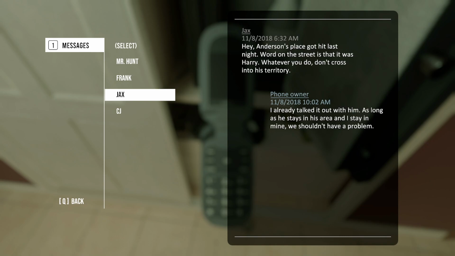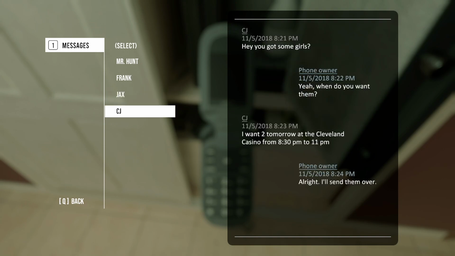Hey, Anderson's place got hit last night. Word on the street is that it was Harry. Whatever you do, don't cross into his territory. I already talked it out with him. As long as he stays in his area and I stay in mine, we shouldn't have a problem. Hey, you got some girls? Yeah, when do you want them? I want 2 tomorrow at Cleveland Casino from 8:30 p.m. to 11 p.m. Alright, I'll send them over.